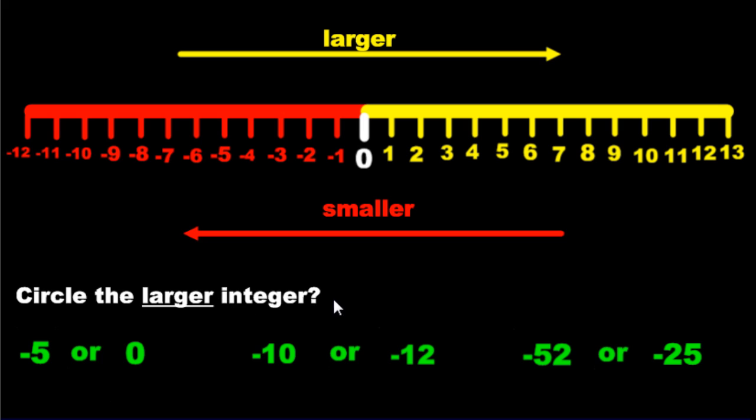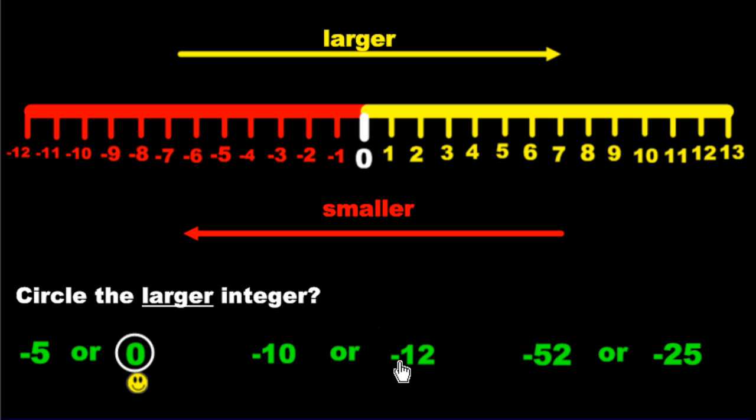Circle the larger integer. We have -5 and we have 0. Which is larger? The 0 is going to be larger, right? Because it's on the right side. As you go in this direction, you're always going to get larger numbers. So 0 is going to be larger than -5. It's not -5, it's 0.